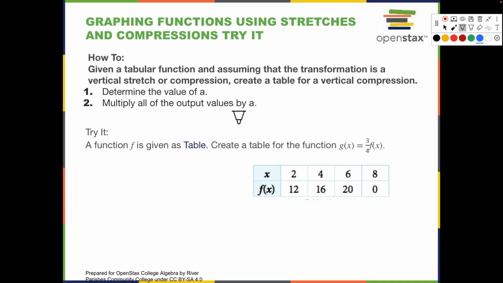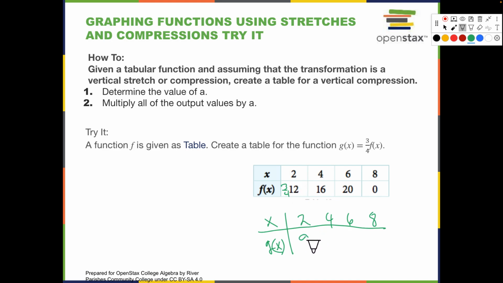So again, we could do that here. If we create a table for the function 3/4 f of x, we just multiply each of these numbers by 3/4. And notice they chose numbers that are all divisible by 4, so that makes it nice. And we see 2, 4, 6, 8. 3/4 is a fraction. It's less than 1. We should see these numbers get smaller. 12 divided by 4 is 3.